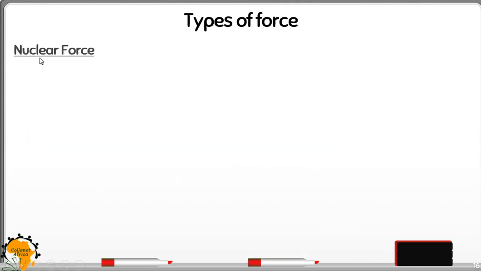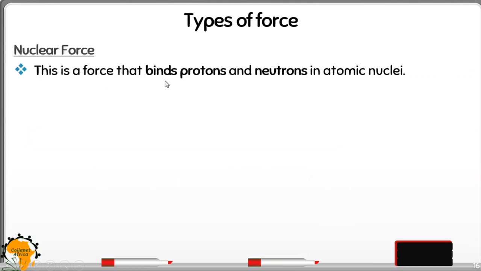Then we move to nuclear force. This is the force that binds protons and neutrons in the atomic nucleus. As we are going to see, we have an atom. An atom has a nucleus at its center, and in that nucleus we have protons and neutrons. Protons are positively charged, but neutrons have no charge. Therefore, the force that keeps them together is what we are calling the nuclear force. This one is a contact force.